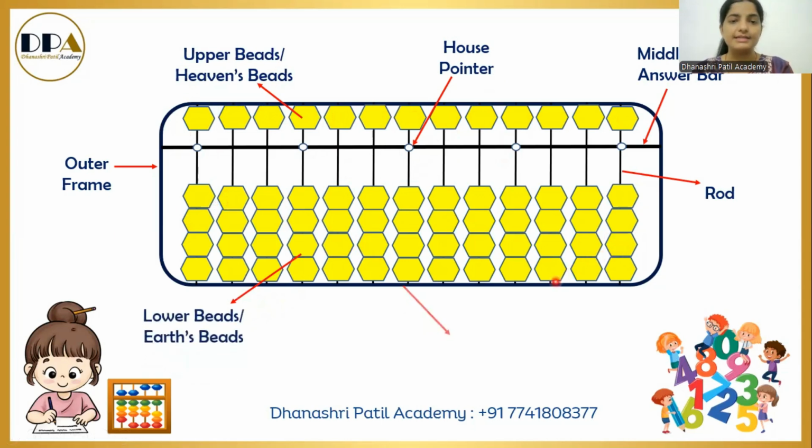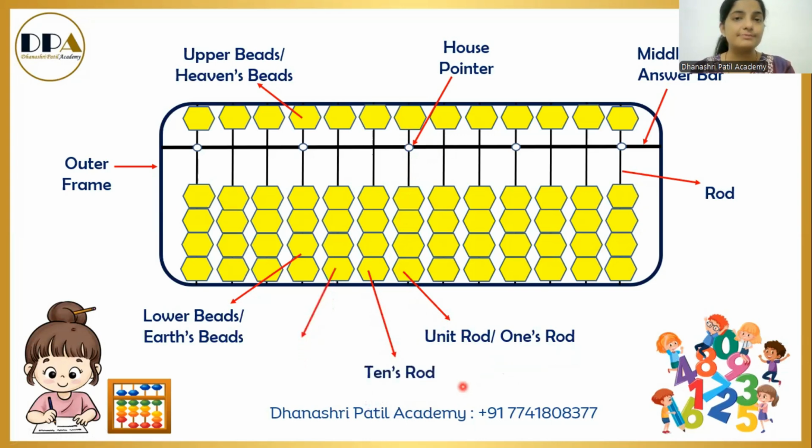Now let's talk about the rod which is present on our house pointer. The rod present on our house pointer is called the unit rod or ones rod. It represents a single digit number, because ones rod means ones place. The rod to the left side of the ones rod is called the tens rod. It represents the tens place. And the rod to the left side of the tens rod is called the hundred rod.